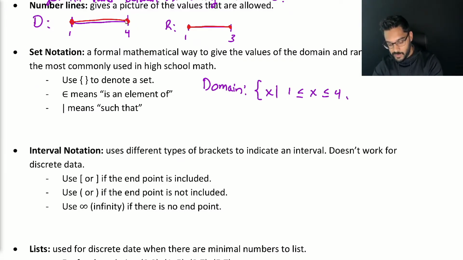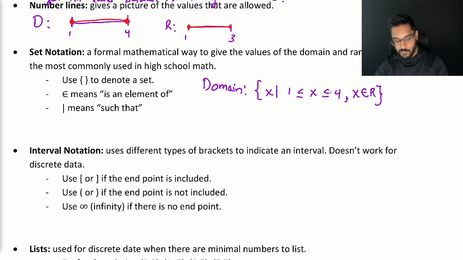Now, since that's been specified, we have to say what type of number x is. So x belongs to the set of real numbers. So x is a real number. It could be any decimal, any fraction, any number, as long as it's in between 1 and 4. Okay, that's really what this is saying.